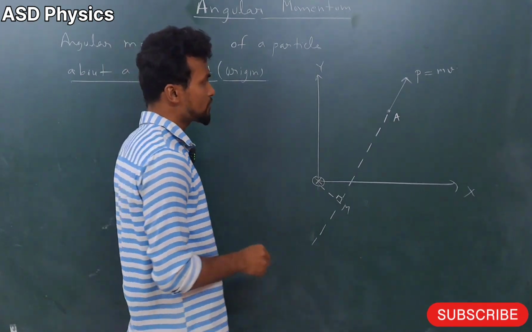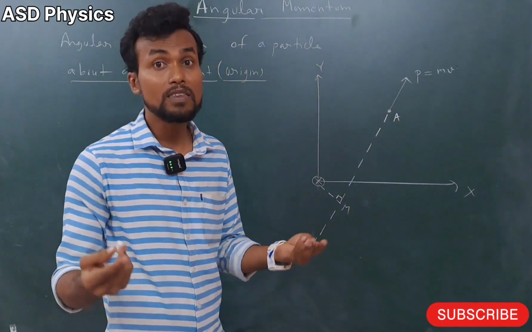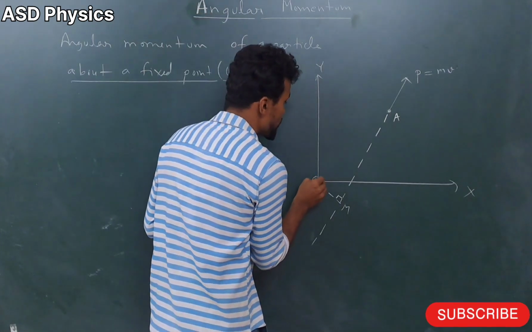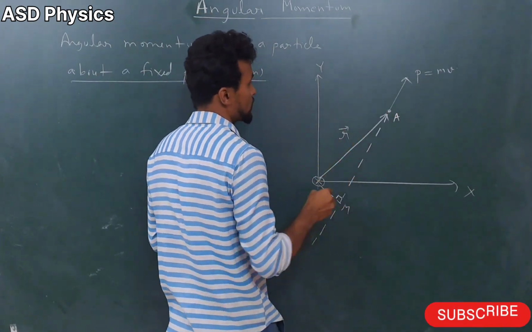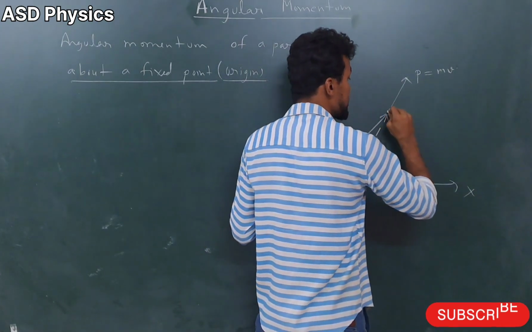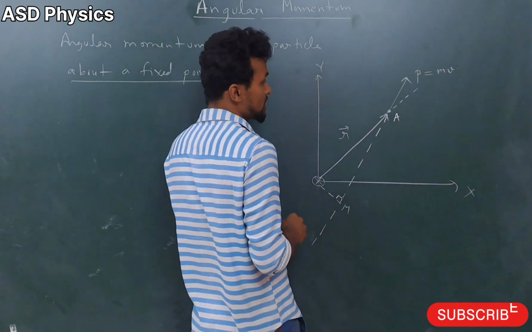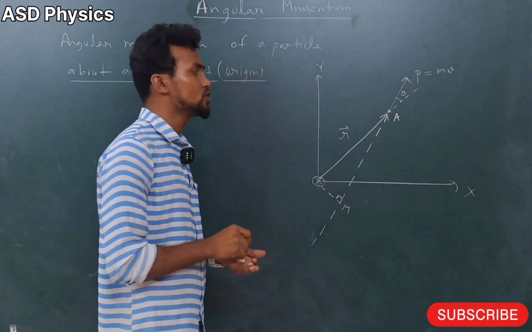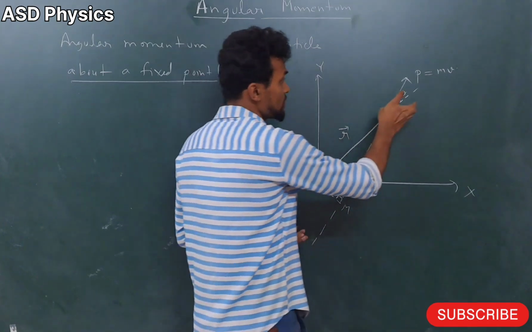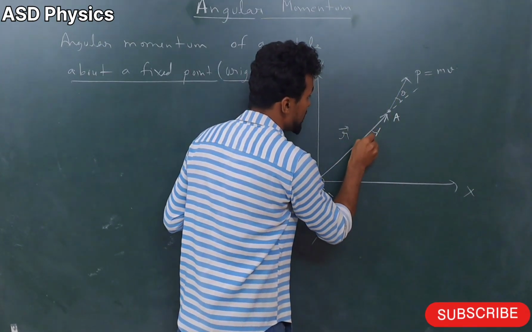After that, this point will have some position vector also with respect to the fixed point. This is the position vector r. Here head and tail are coinciding, so we'll just draw a dotted line here. And here this angle is theta. So this angle is theta, and this other angle will also be theta.